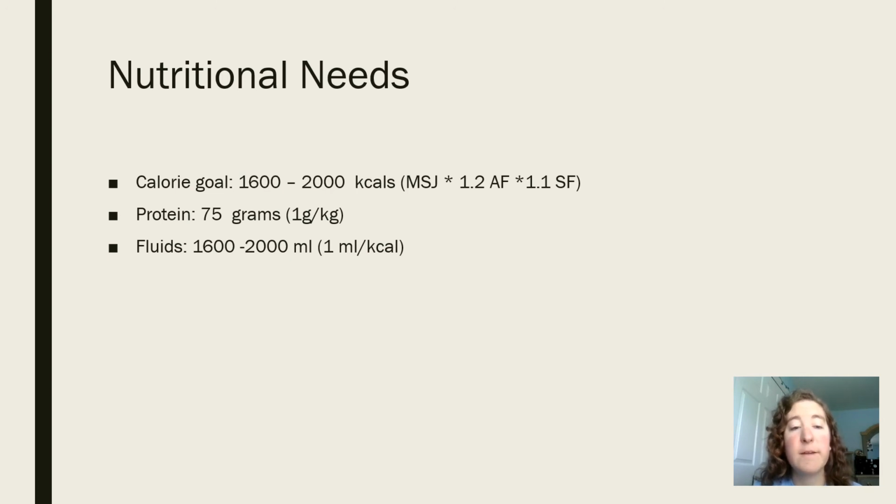For the nutritional needs, I calculated that GS needs 1,600 to 2,000 calories. I got this number by multiplying the MSJ times the 1.2 activity factor and a stress factor of 1.1. His protein is 75 grams, which is based on 1 gram per kilogram. And his fluid needs are 1,600 to 2,000 milliliters, and this was calculated from a 1 milliliter per calorie formula.